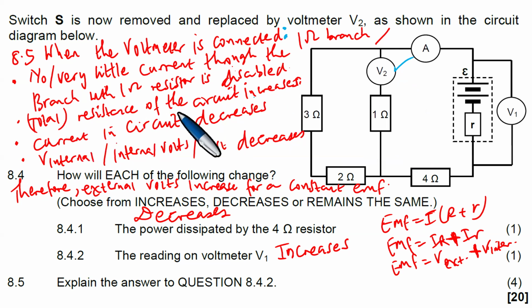The total resistance of the circuit increases. We've seen that the total resistance of the circuit increases. The current in the circuit decreases, and we saw that that is by dint of Ohm's law. The resistance increases and the current goes down. V internal.